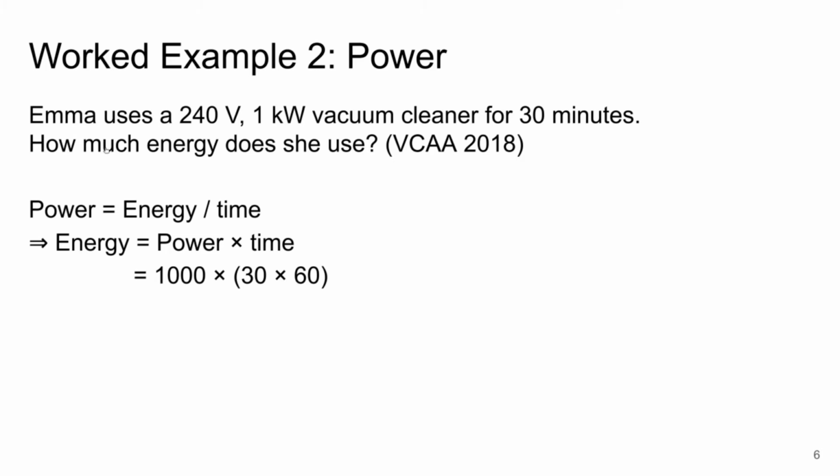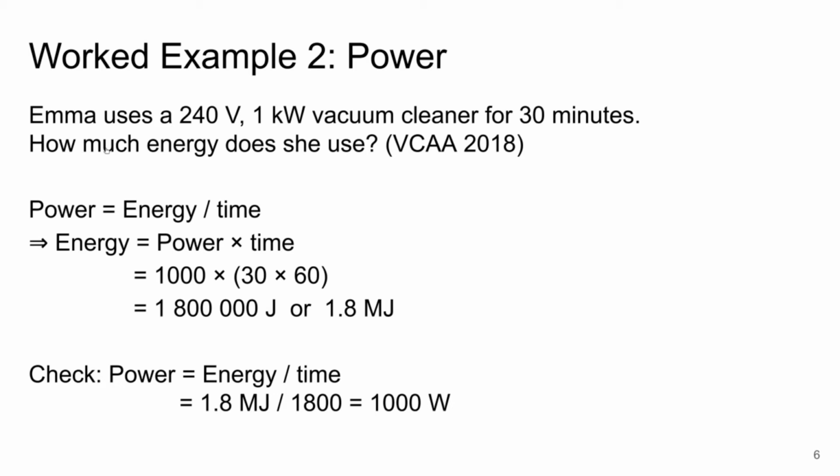We need to convert the time, which is in minutes, to seconds. So that's 30 multiplied by 60. Multiply that by 1000 and we get 1,800,000 joules or 1.8 megajoules. As a check, we can calculate the power using the energy that we've just worked out. We take 1.8 megajoules and divide that by the time, which is 1800 seconds, that's 30 minutes. We do arrive back at 1000 watts, which is 1 kilowatt. So it works out.